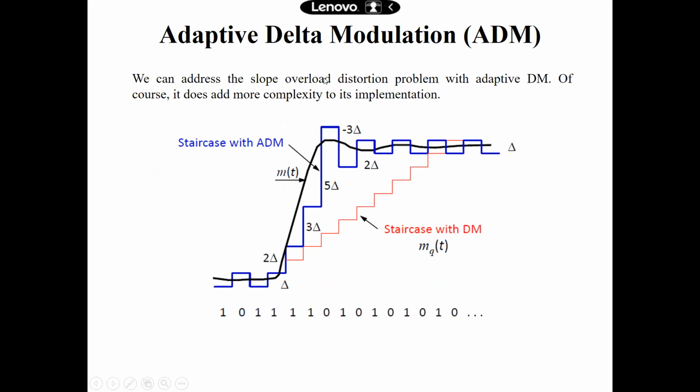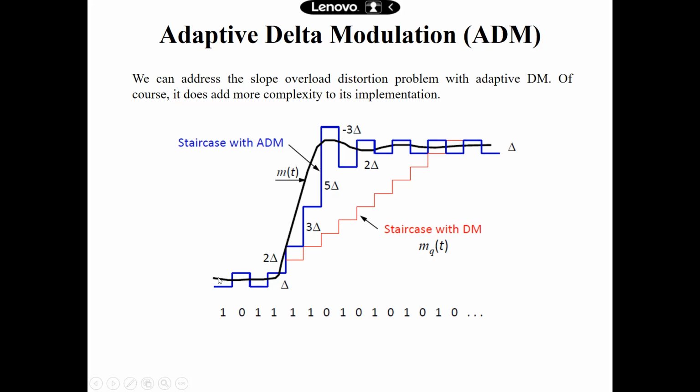So then they came up with the idea of adaptive delta modulation, which is ADM. We can address both of these with the adaptive DM. Of course, it does add more complexity to its implementation, so you have to add some more circuits in order to do that. How it works is that when it sees that the step size is too high, it reduces it.